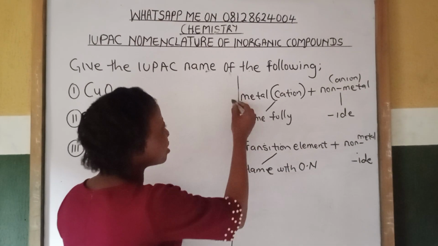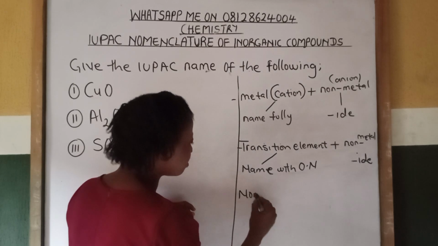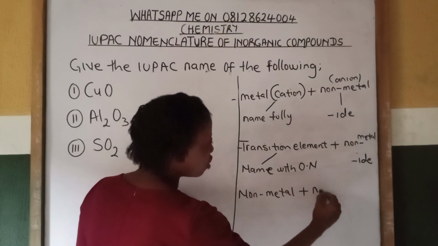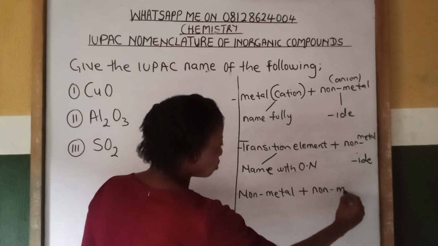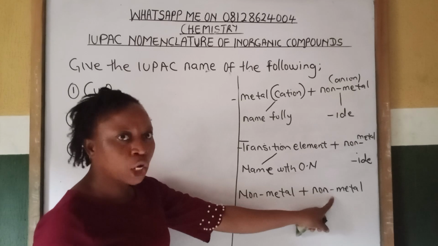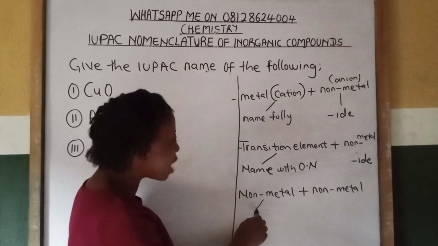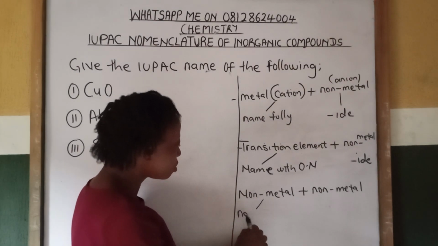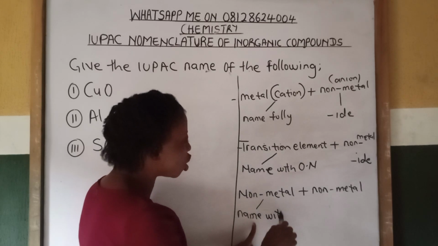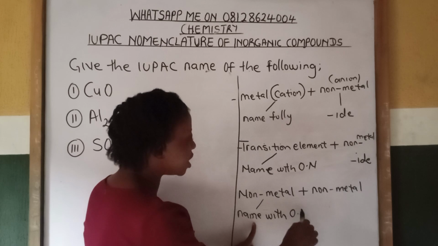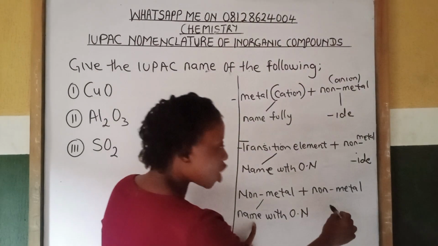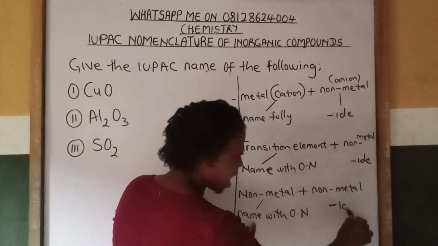So another one is when you have non-metal and another non-metal. The first non-metal will be named fully with the oxidation number of that first non-metallic atom, while the second non-metal will end with "ide".